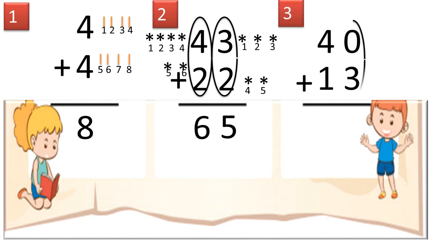The next question, 40 plus 13. First we want to add 0 plus 3. When we add 0 to a number, we get that same number. 0 plus 3 equals 3. Then 4 plus 1 equals 5. 40 plus 13 equals 53.